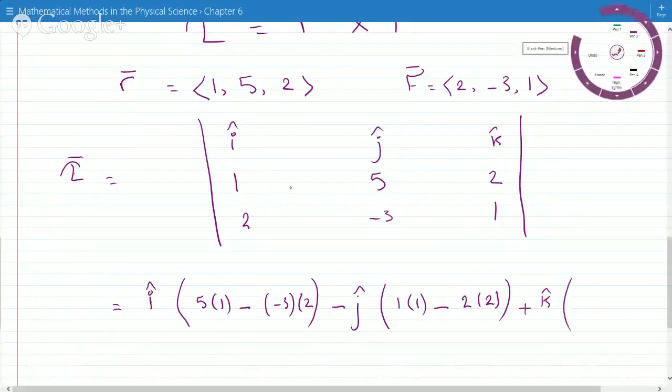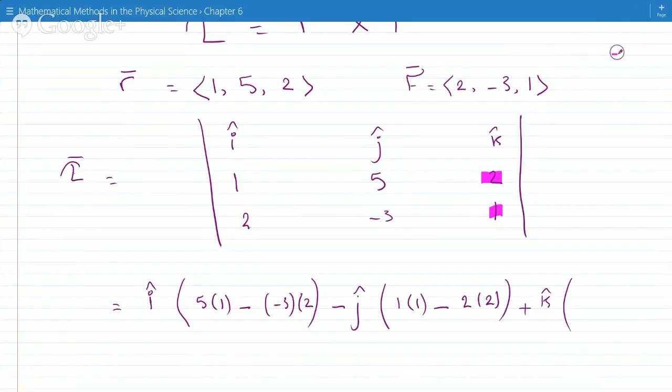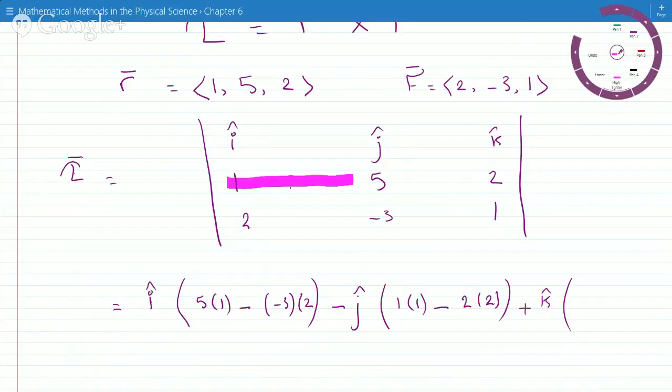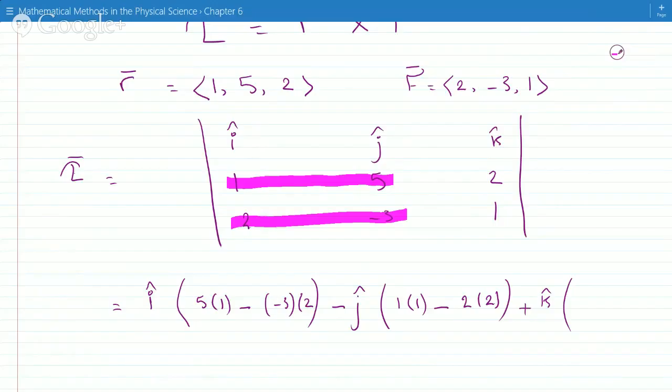and we hide the row and the column that the k is in. Do you understand what I'm saying? So we get this. I just didn't put the i, j, k in the matrix. Yeah, so we get 1 times minus 3 minus 2 times 5.